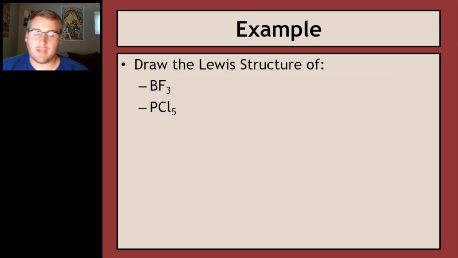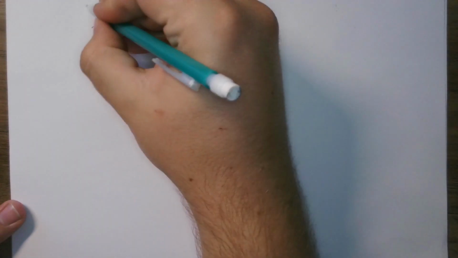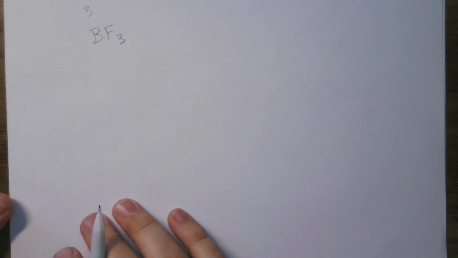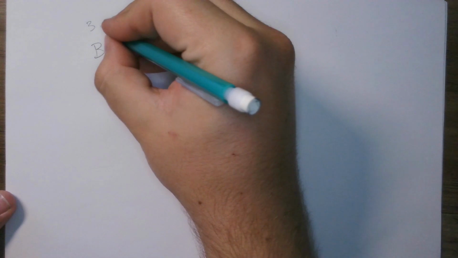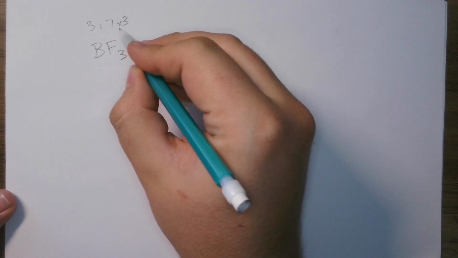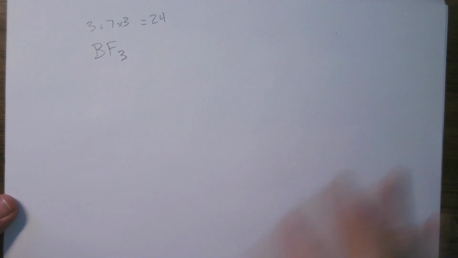Let's do these 2 examples of things that are exceptions to the octet rule. So you're going to treat them pretty much exactly the same. BF3. Okay. Boron's kind of a weird one. It has 3 valence electrons. Fluorine has 7, and there's 3 fluorines, so I times that by 3. So I do 7 times 3 is 21 plus 3. I have 24 valence electrons for my drawing.